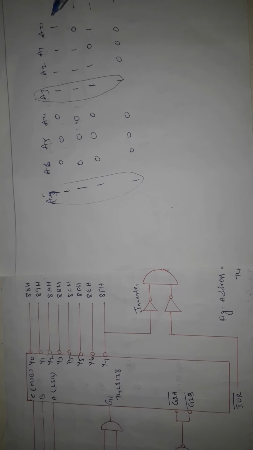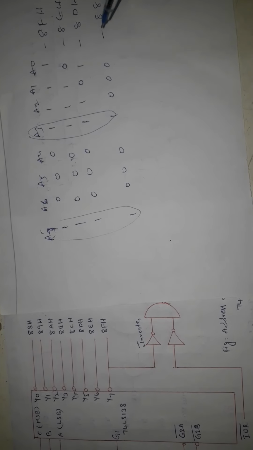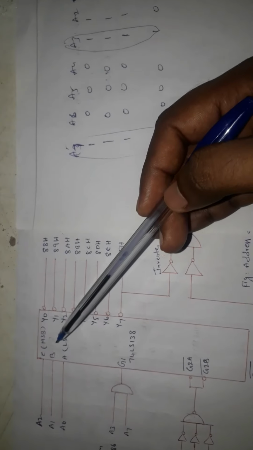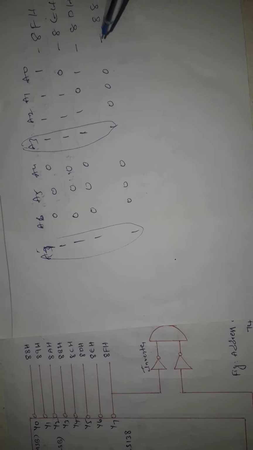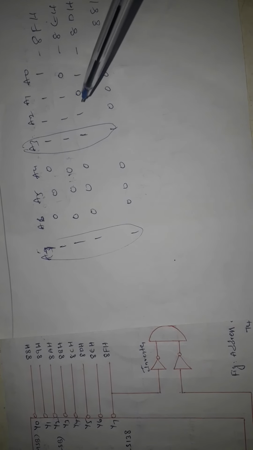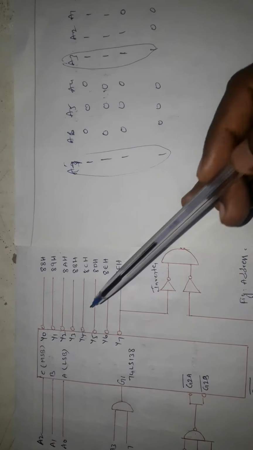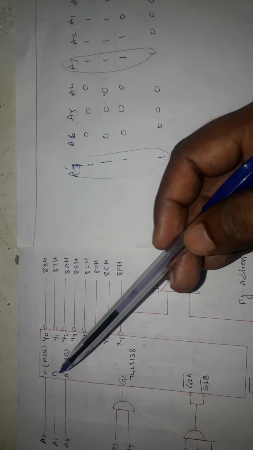In case all the inputs A2, A1, A0 are 0, 0, 0, Y0 gets selected and you get the address 88H. In case your inputs are 101, then the value is 5, so 8DH gets selected. So based on the different input combinations at the decoder, one of the addresses gets selected.